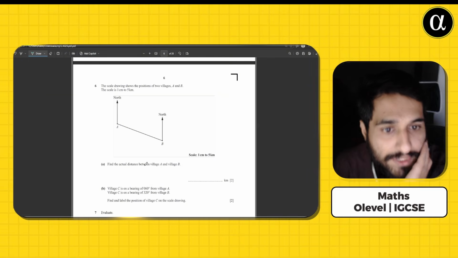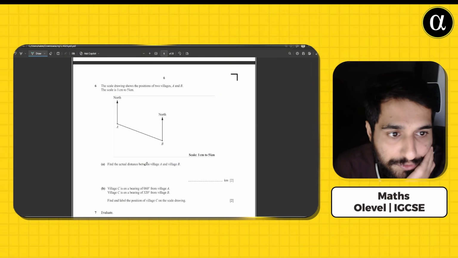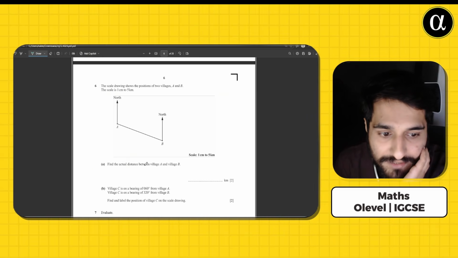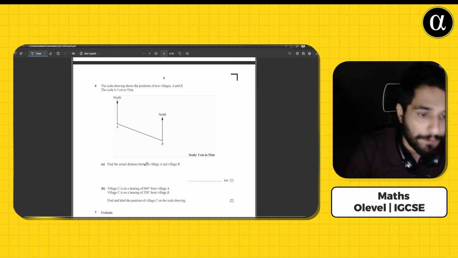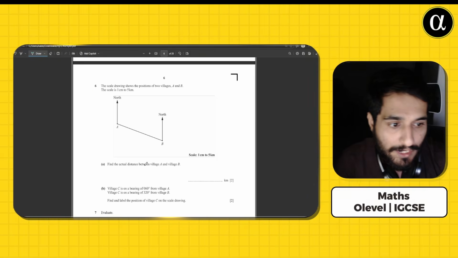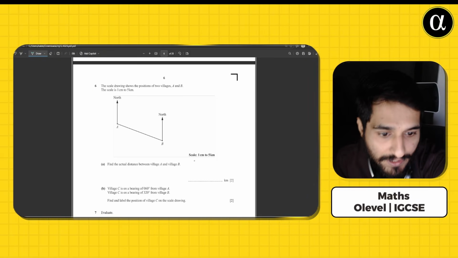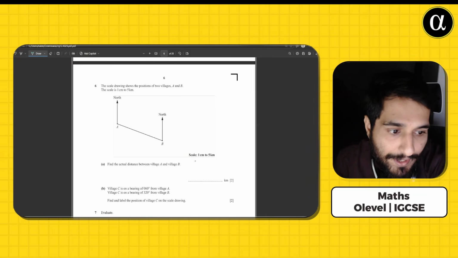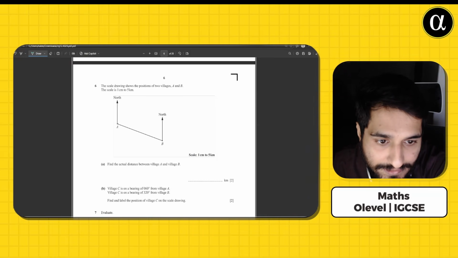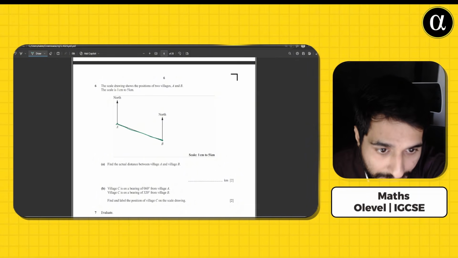Question number 6. Question number 6 says the scale drawing shows the positions of two villages A and B. The scale is 1 centimeter to 5 kilometers. Find the actual distance between village A and village B. Now the scale is 1 centimeter to 5 kilometers. Now what that means is I will have to measure this using a ruler.